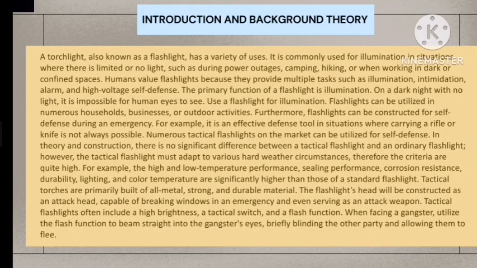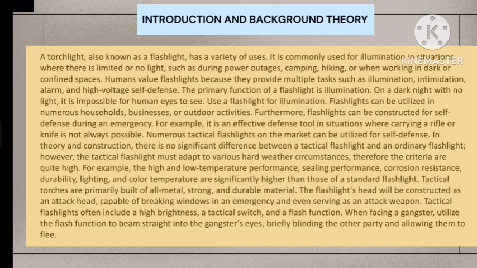Introduction and Background Theory. A torchlight, also known as a flashlight, has a variety of uses. It is commonly used for illumination in situations where there is limited or no light, such as during power outages, camping, hiking, or when working in dark or confined spaces. Humans value flashlights because they provide multiple functions, such as illumination, intimidation, alarm, and high-voltage self-defense. The primary function of a flashlight is illumination.